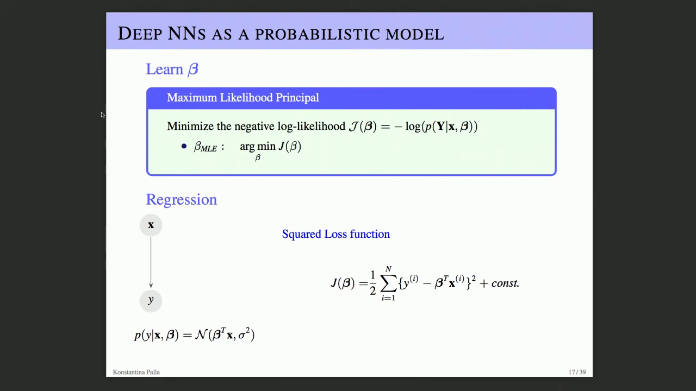So as I described, I consider that the observations come from a Gaussian distribution that has as mean the output of the network. And if we compute the negative log likelihood of this model, then we can derive the cost function, which is now called the squared loss function. And it has this form. All right?